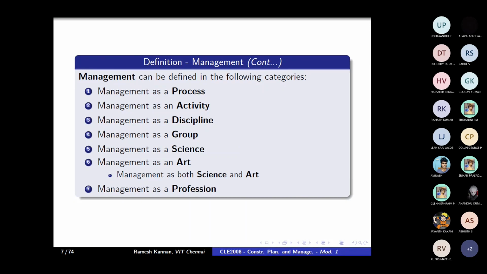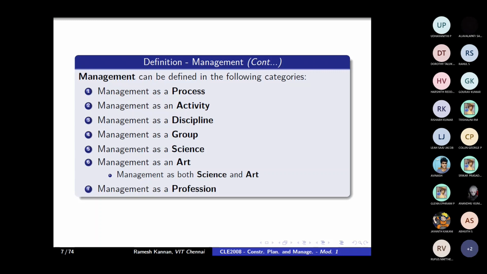The first is management as a process. Next is management as an activity. Then management as a discipline, management as a group, management as a science, and management as an art. And sometimes it is called both science and art. And then we call management as a profession, right? Something like that. So we'll be defining this in much detail.